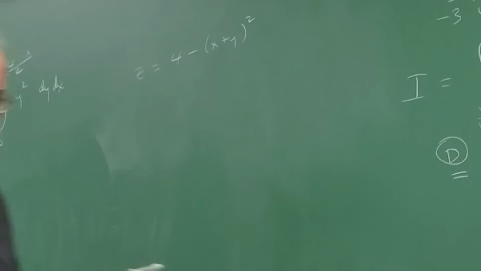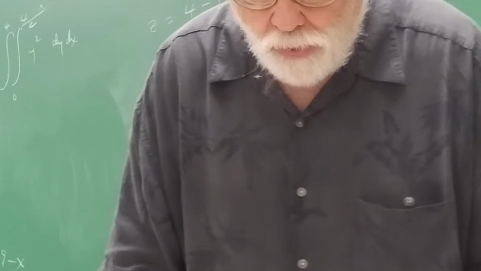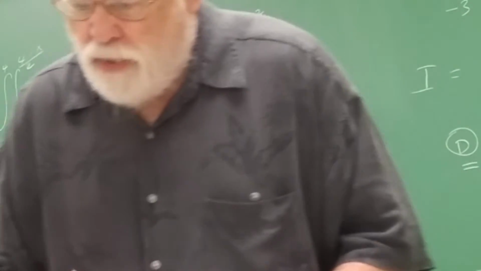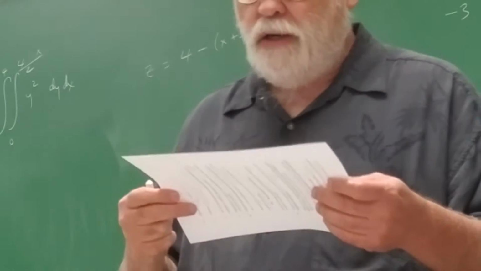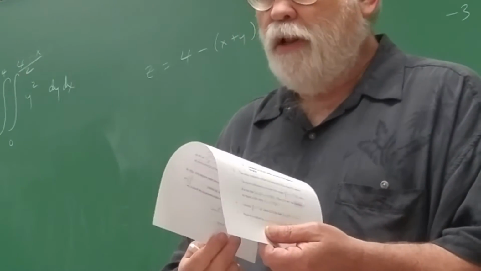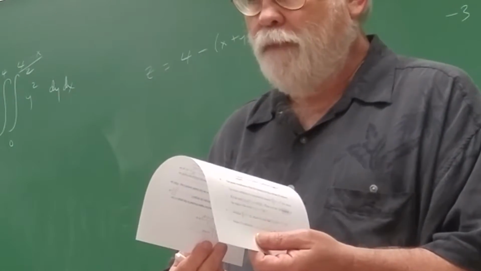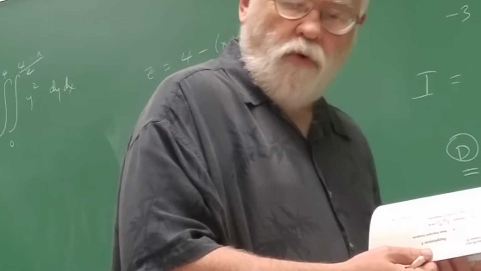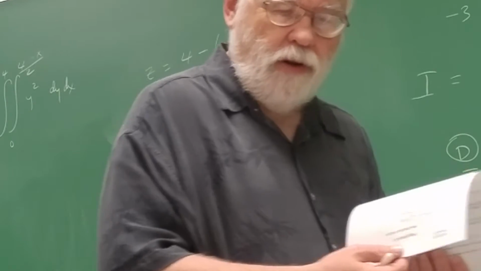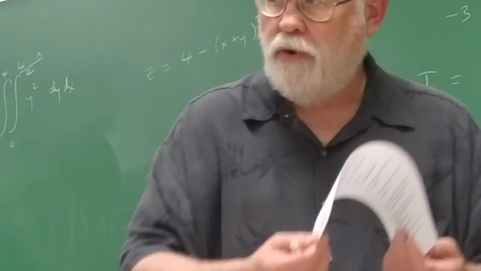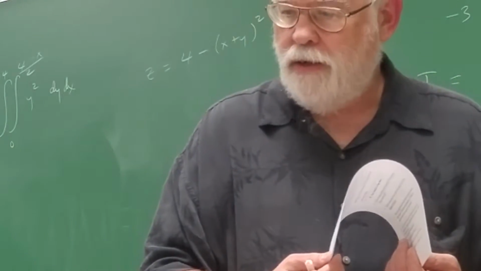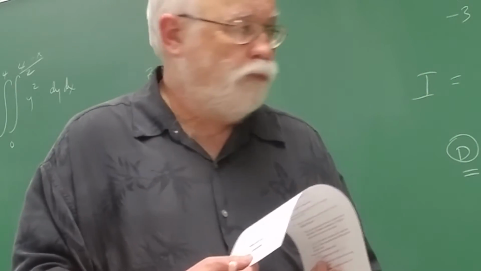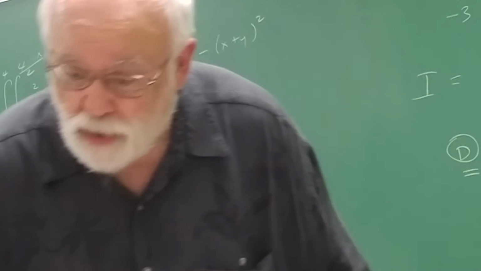Okay, well, so if you did 4 minus y squared, that would be like this, right? 4 minus x squared would be like this. 4 minus (x plus y) squared is on a 45-degree line like that. That makes sense? Okay.